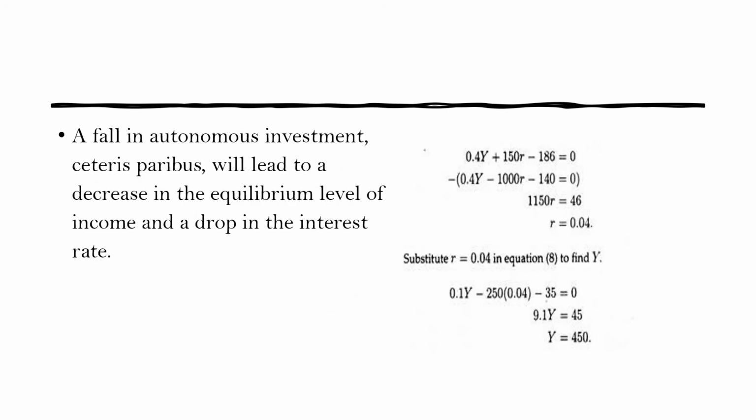Now here you are given another question: show what would happen to the equilibrium condition in problem 3 if autonomous investment falls to 97. In this case the same approach works. You go for the simultaneous equation model, subtract in order to get your interest rate, and then substitute the value to get the income. R is equal to 0.04 and Y is equal to 450. So a fall in autonomous investment, other things remaining the same, will lead to a decrease in the equilibrium level of income and a drop in the interest rate.